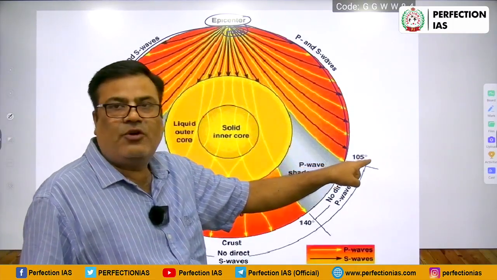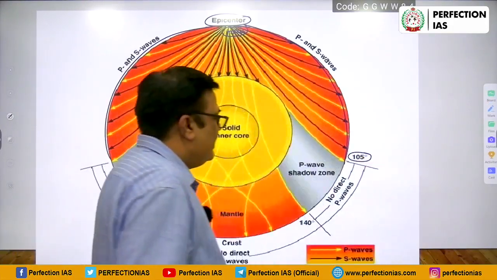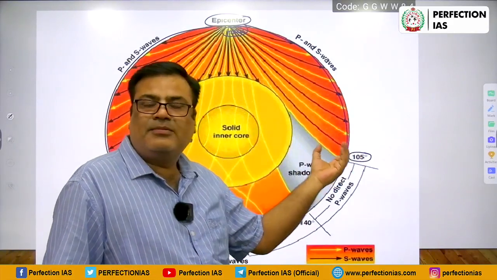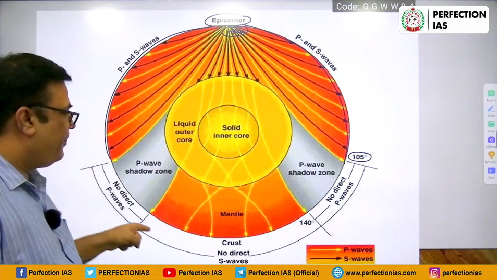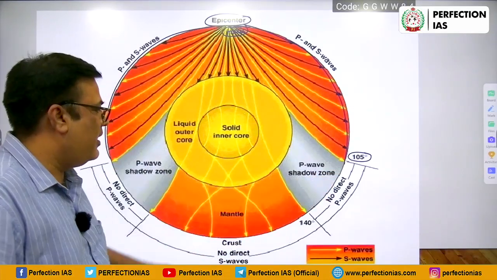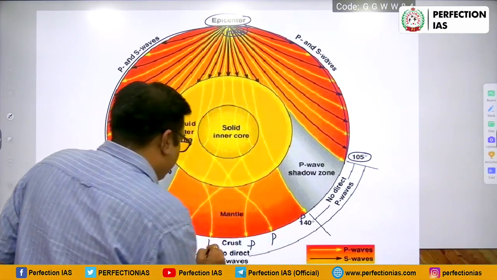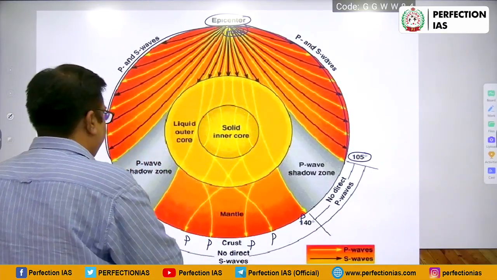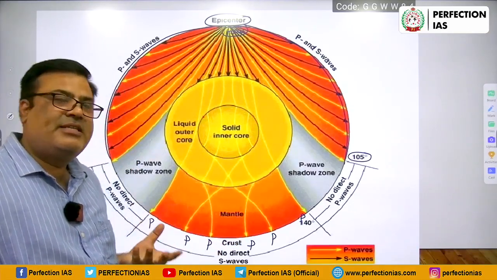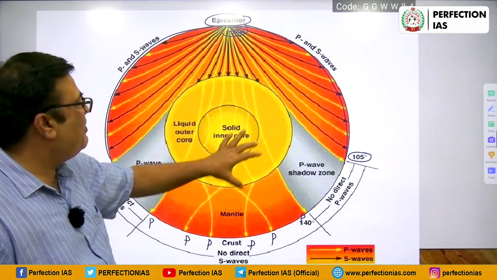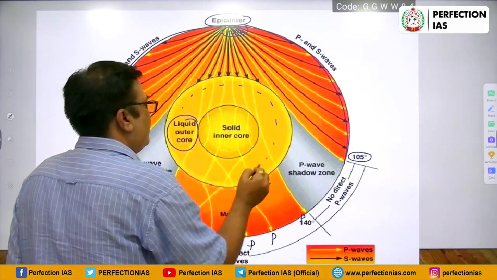the 105 degree, there is a zone from where S wave is not visible. You can see S wave is not visible. Here P wave is coming, P and P, but there is no S wave. What does it suggest? It suggests that there is the medium which is liquid and this medium is this.